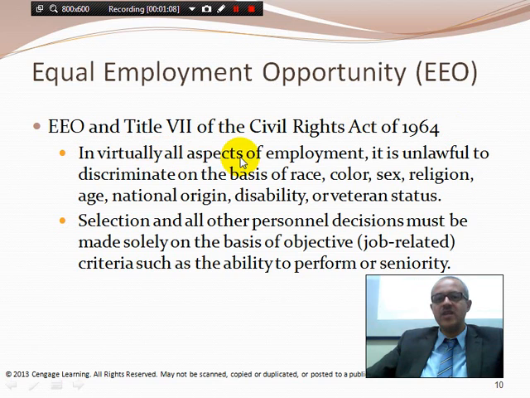It says that in virtually all aspects of employment it's unlawful to discriminate on the basis of race, color, sex, religion, age, national origin, disability, and veteran status. This is based on U.S. law, and many countries are implementing this. It's part of the human rights movement. Selection and all other personnel decisions must be made solely on the basis of objective, job-related criteria such as the ability to perform or seniority.